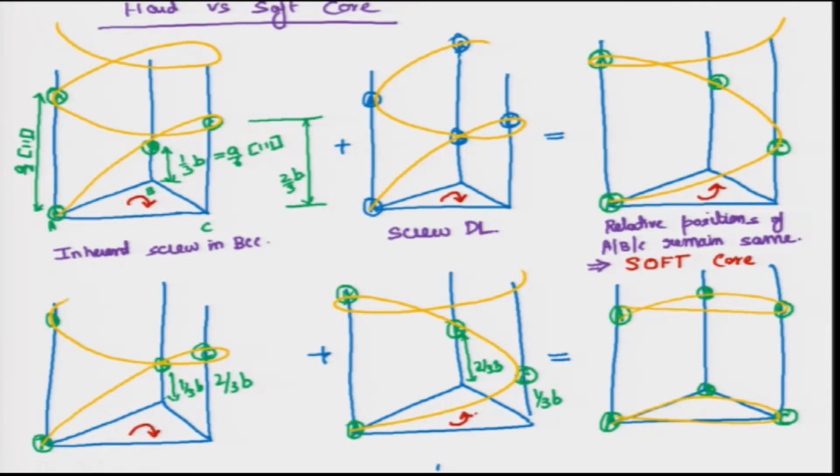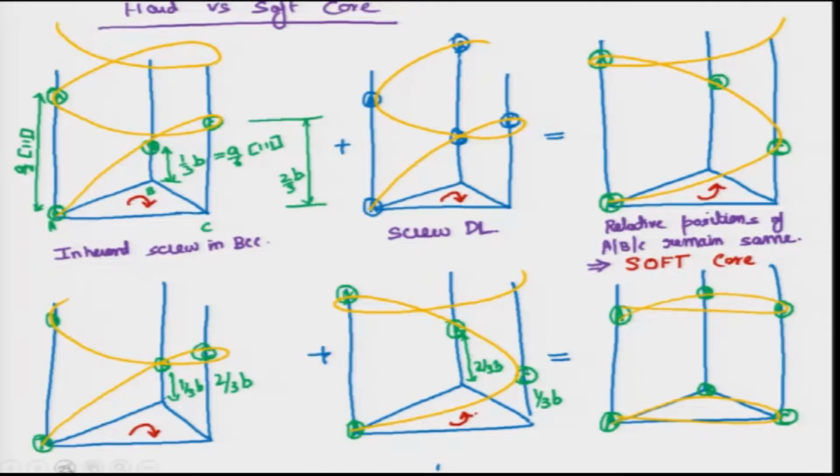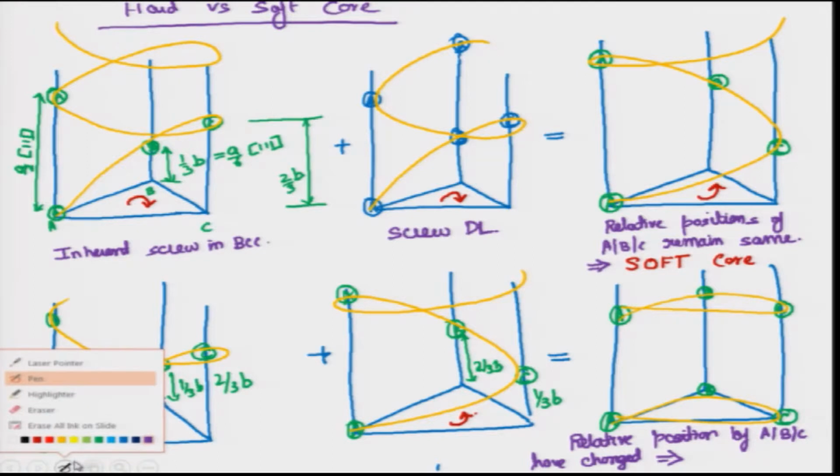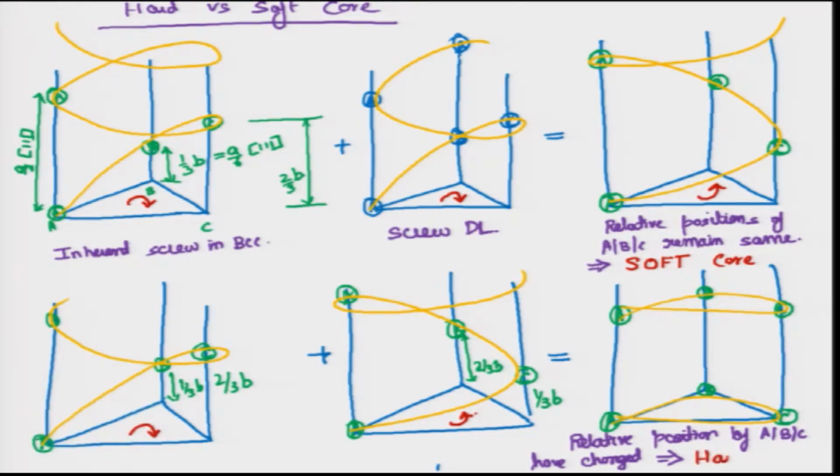So, what is happening? A, B and C, the layers which were supposed to be 1 by 3 plane apart, have now all been pancaked onto one plane. So, what we are saying is that the relative positions have changed, which implies this is a hard core. So, this is what we mean by soft core and hard core.